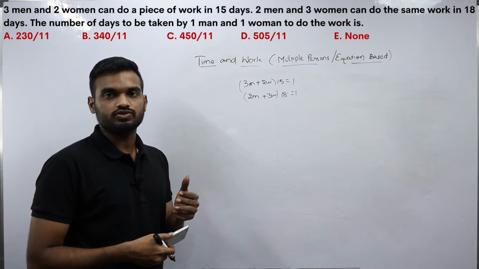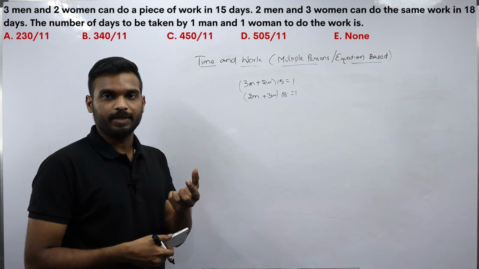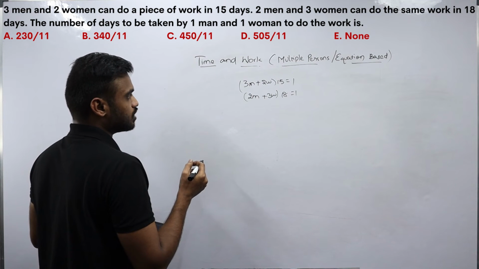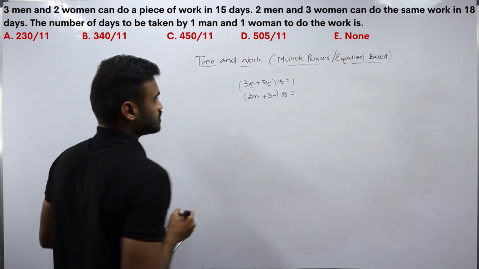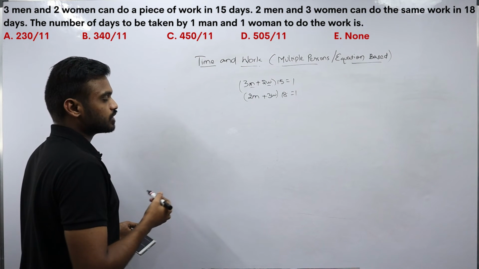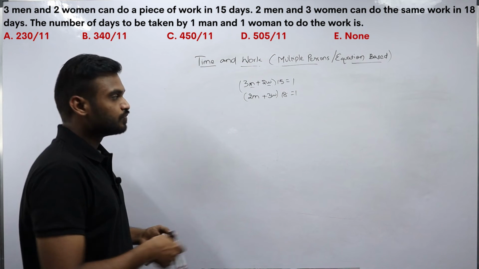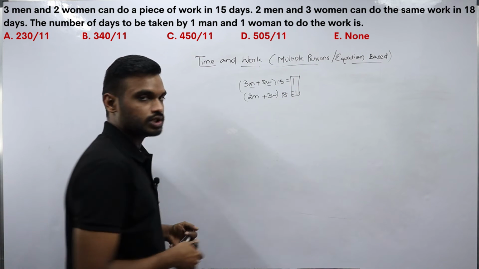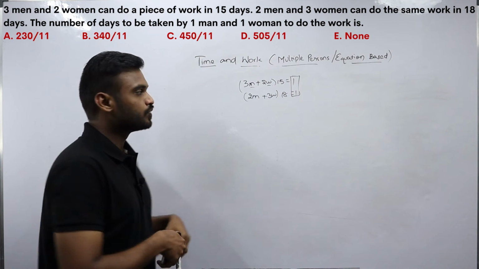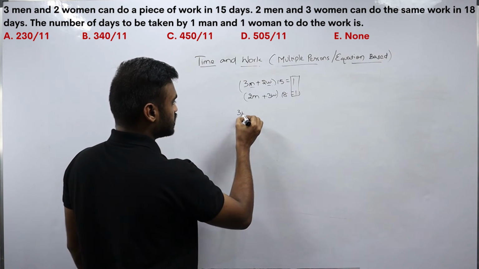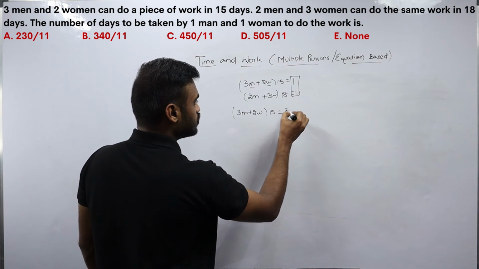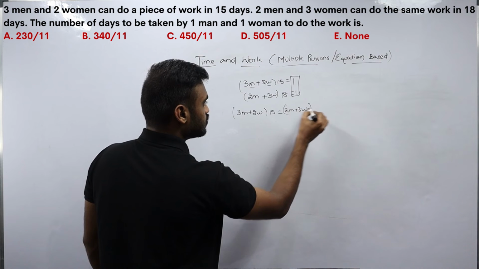Now we need to find the total amount of work to be done, and then find the efficiency so that we can find the total time taken by 1 man and 1 woman. To find the total amount of work, we need to find the relation between men and women. For that, we can use the chain rule, or we can simply equate both scenarios. The total amount of work done is the same in both scenarios, so we can equate them to find the relationship between men and women. I will get (3 men plus 2 women) into 15 equal to (2 men plus 3 women) into 18.